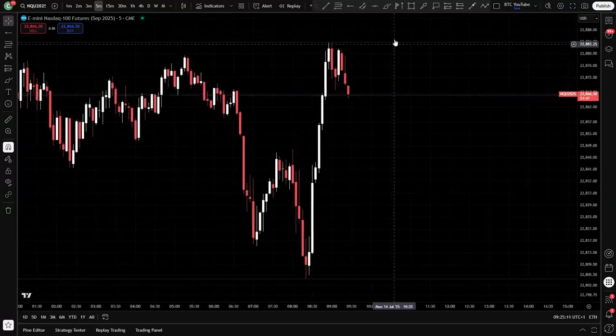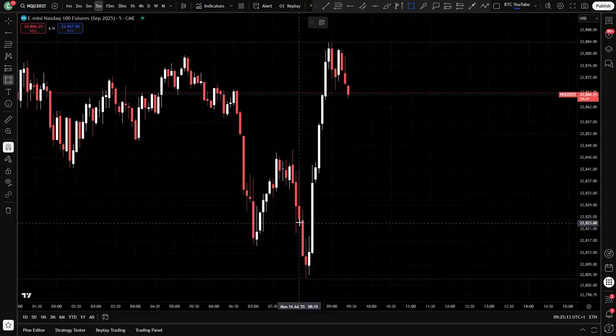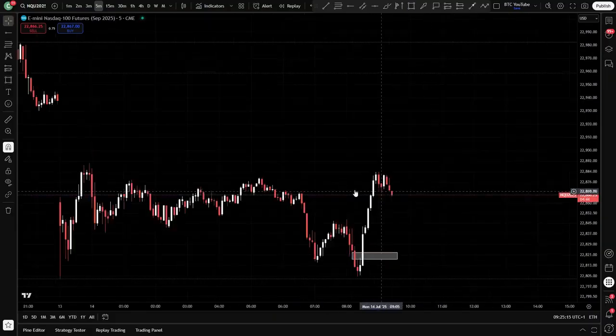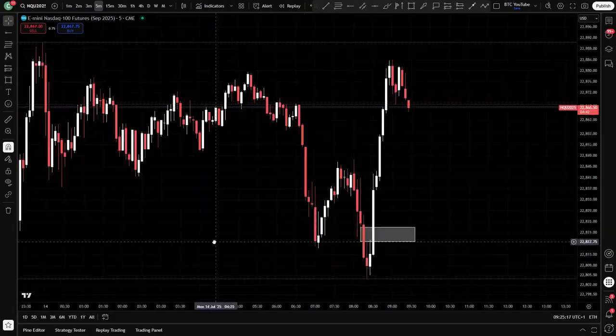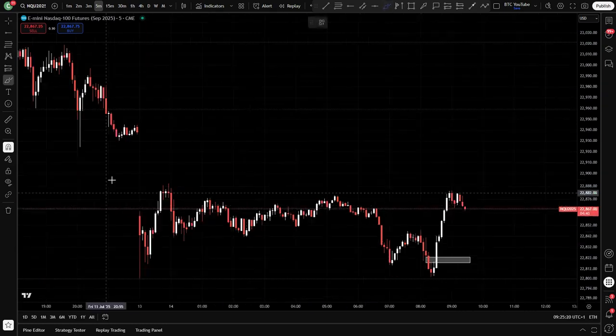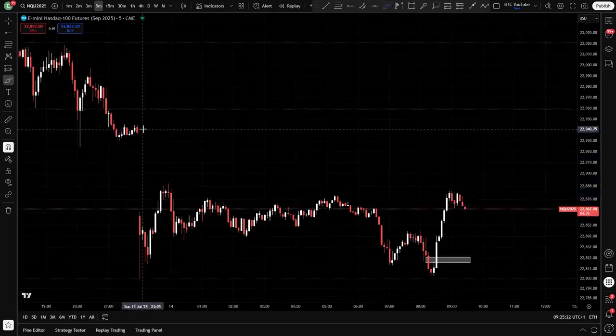I actually took a trade this morning. It wasn't a super clean setup, but I did really like the momentum back to the upside. You can see, obviously, new week opening gap here is a big draw of liquidity.